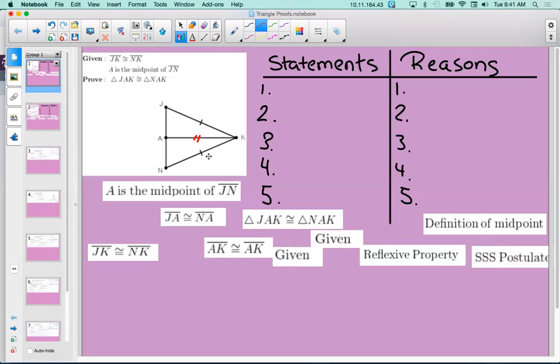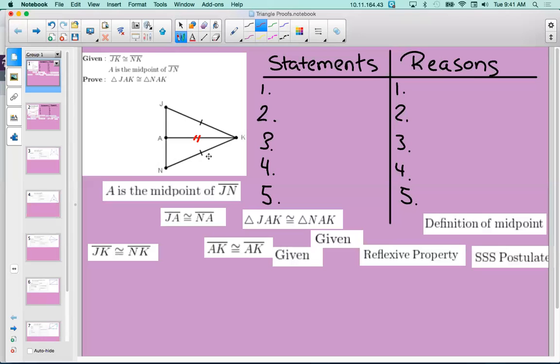Other things you might be able to mark might be, if you have parallel lines, you might be able to mark some alternate interior angles. If you've got a perpendicular line, you might be able to mark some right angles. If you've got a vertical angle pair, you might be able to mark the vertical angles. But again, we need this information because we need to find a way of proving these two triangles are congruent.